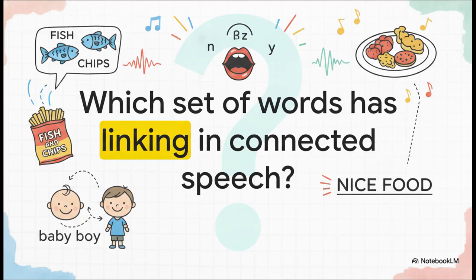Let's do one more. Question 5. Which set of words has linking in connected speech? A, fish and chips, B, baby boy, or C, nice food? Go ahead and test those word boundaries out loud. Where does one sound naturally bleed into the next one to keep the whole phrase flowing smoothly?